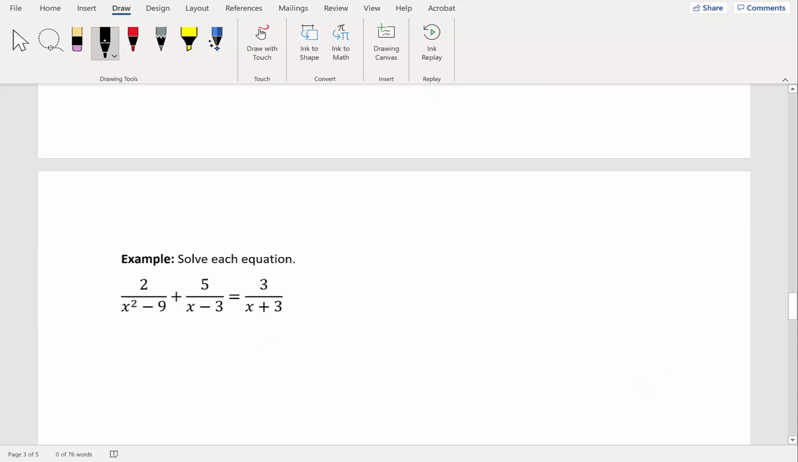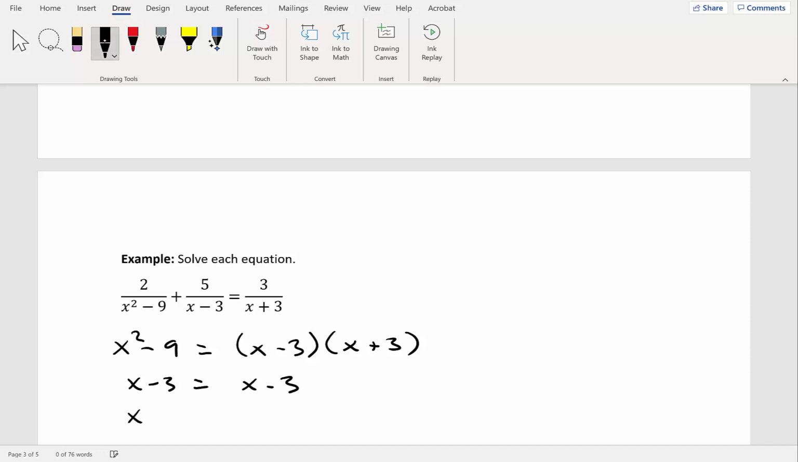Next example, okay, very similar. Let's go ahead and find out what the LCD is. So we have x squared minus 9. This is equal to, so we have to factor it out. This gives us x minus 3 times x plus 3. x minus 3, we can't factor that out. x plus 3, we can't factor that out either.